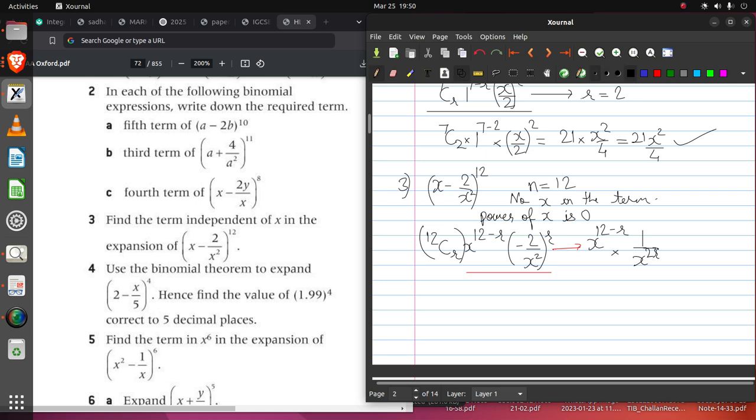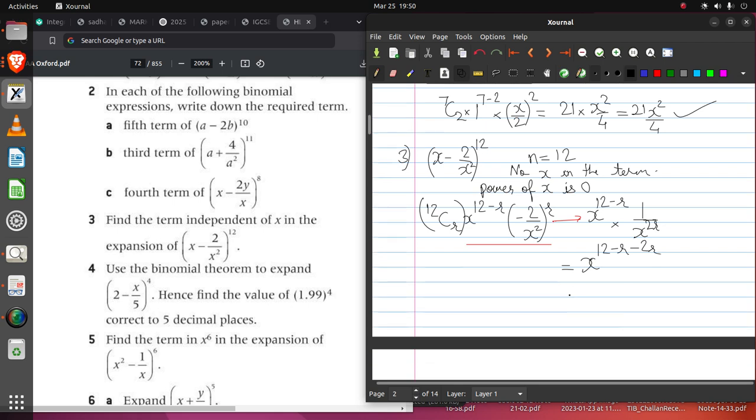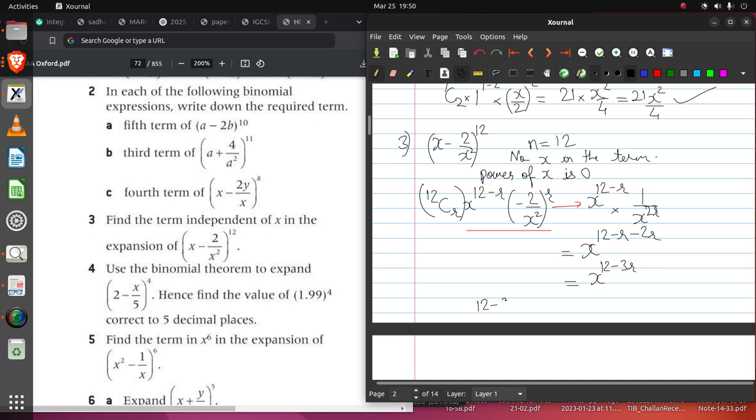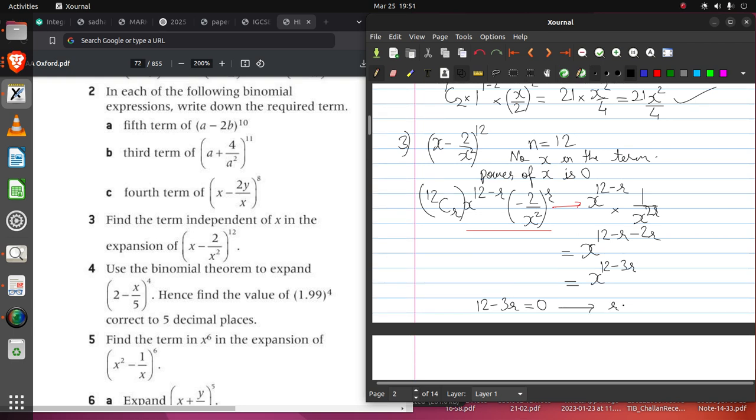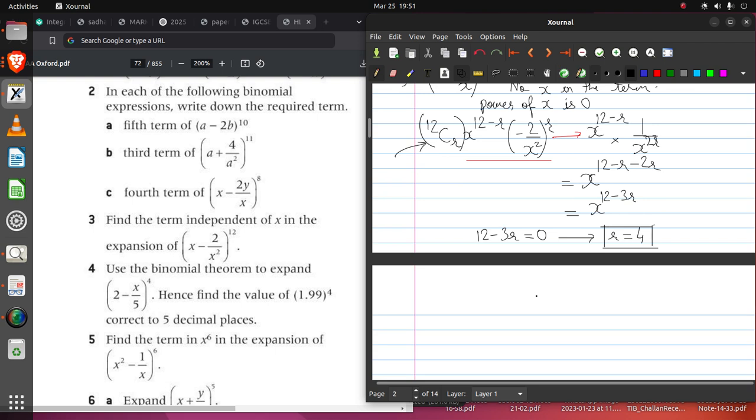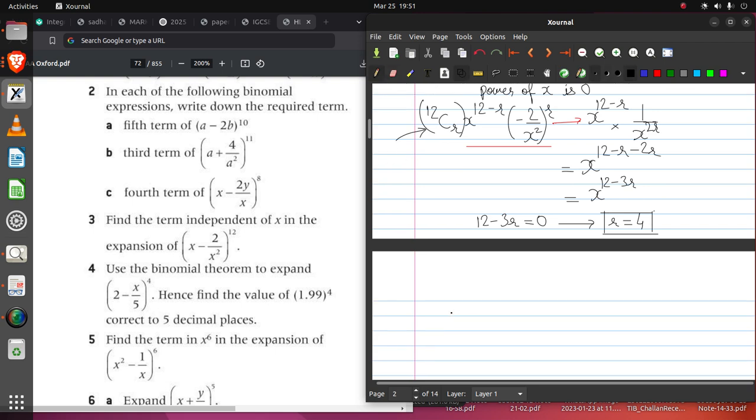This is what happens. So if I simplify this, it's going to be x raised to 12 minus r minus 2r. So this is nothing but x raised to 12 minus 3r. So 12 minus 3r is equal to 0 because I want a term independent of x. This gives me the value of r as 4. The moment I get the value of r as 4, all I have to do is just substitute it here and find out what constant term I get. That is the question basically, to find that particular r, because that particular r is going to give you the term which they want.